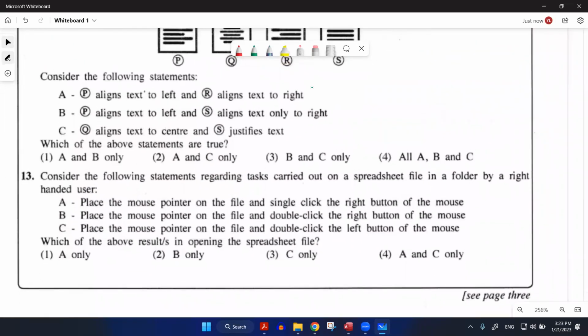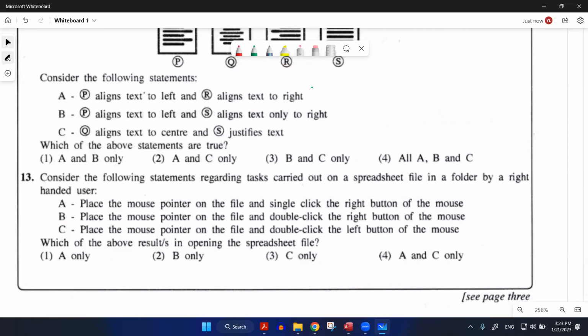13th. Consider the following statement regarding tasks carried out on a spreadsheet file in a folder, by a right-handed user. So if it is going to be a right-handed user, that means the way that we use it normally, right? Place the mouse pointer on the file and single click the right button of the mouse. So what they're asking is, which of the above result in opening the spreadsheet file.